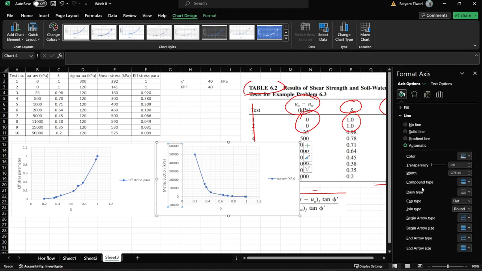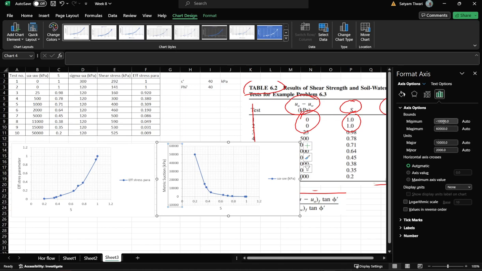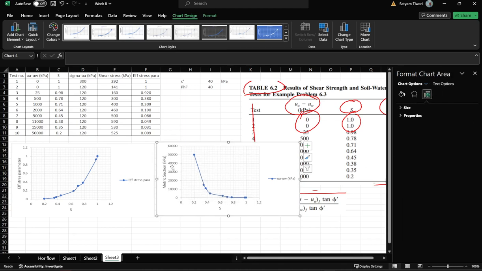And we need not to go much longer. Access options, we just need to take from 0, right? 0 to 50,000 is enough. So here we'll see as the degree of saturation is increasing, the matrix section values are decreasing. So it is natural that as the more water is coming into the soil matrix, the matrix section value decreases.